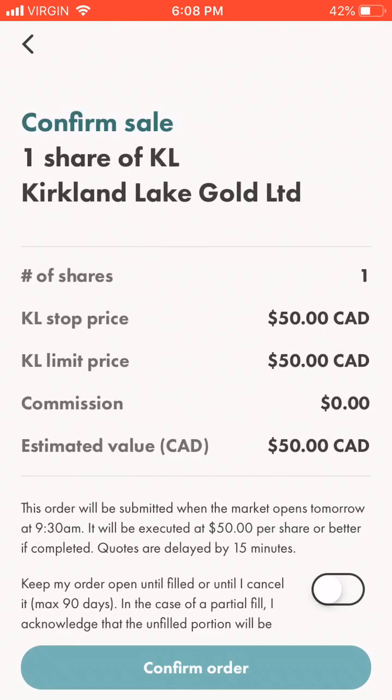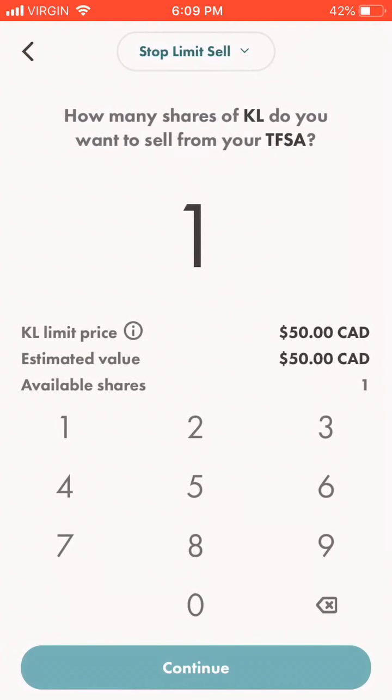The thinking on this is to cut your losses short. So if KL goes down to $50, we're going to sell it at $50. If KL stays above $50, we're not going to sell KL. We're still going to hold KL shares if we proceed with this order. Also, another thing to note is that the stop limit sell should be lower than the current market price.